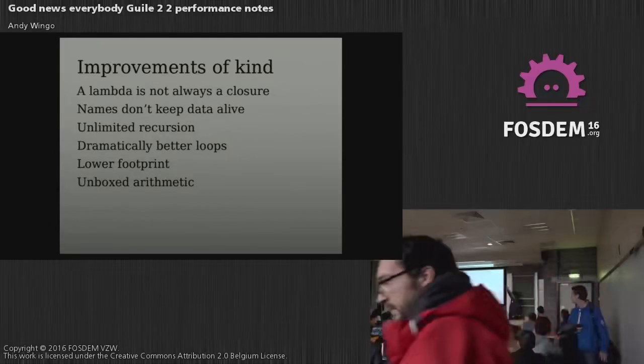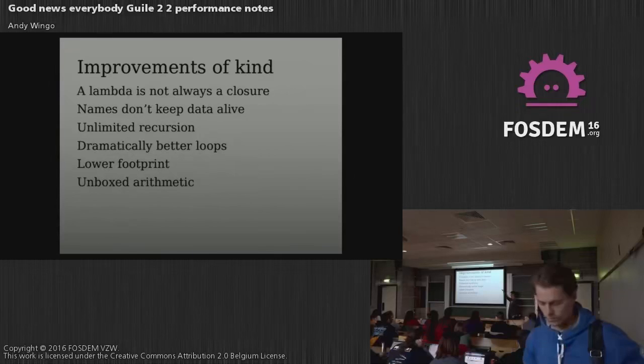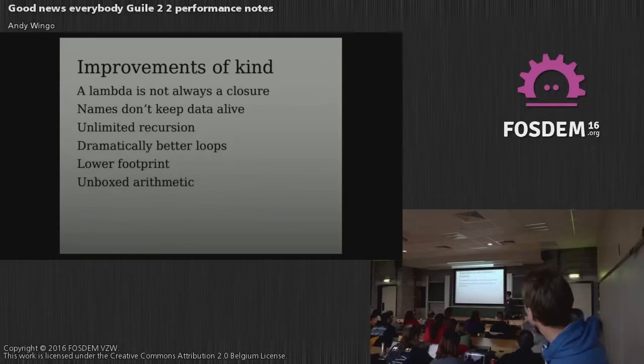First of all, a lambda is not always a closure. Names don't keep data alive. We can do unlimited recursion. Guile does dramatically better loop compilation. It has a lower footprint, and it does unboxed arithmetic. And I'm going to go into all these points.